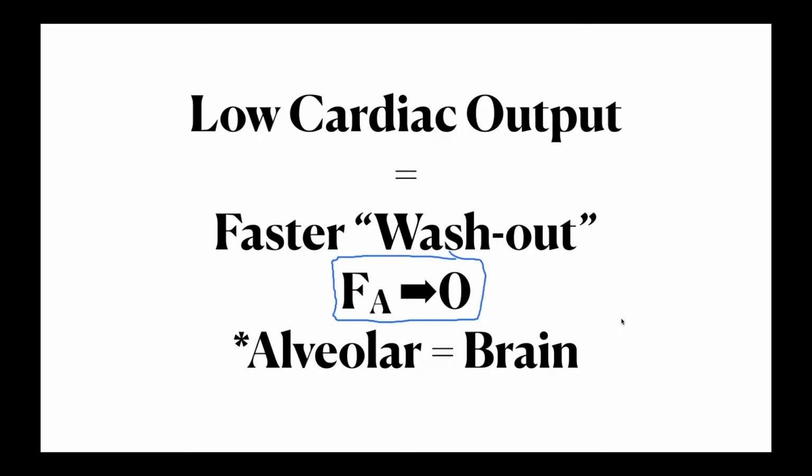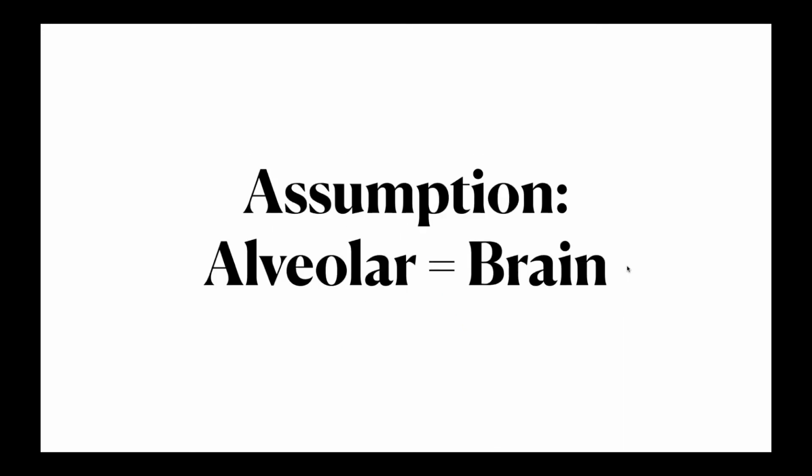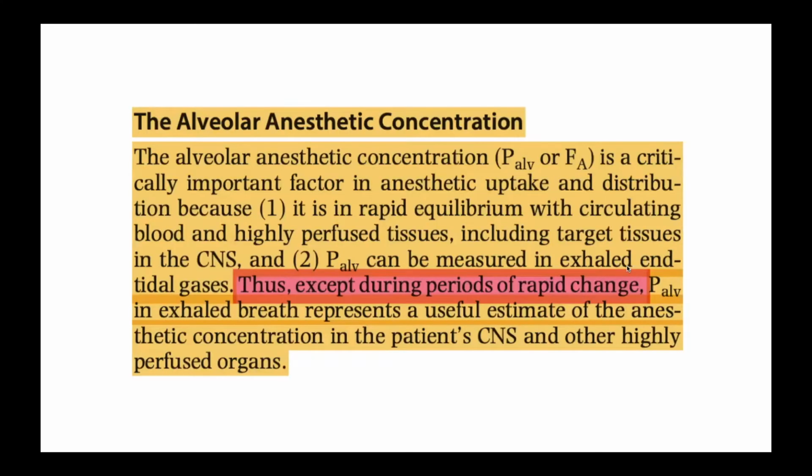Now, one of the key concepts is, remember what I said, this idea that what's happening in your alveolus is happening in your brain as well, okay? And this just goes back to that idea about equilibration between the alveolus and the brain. And this is where I've got the little warning sign here. The assumption for a lot of anesthetists is that at all times, your alveolar pressure equals your brain. This is not true though.